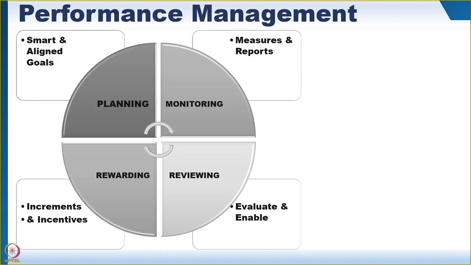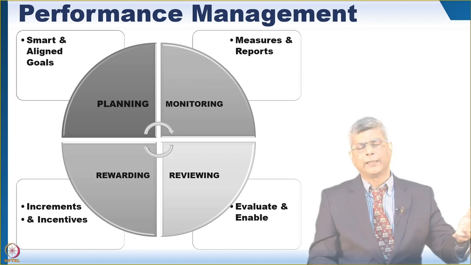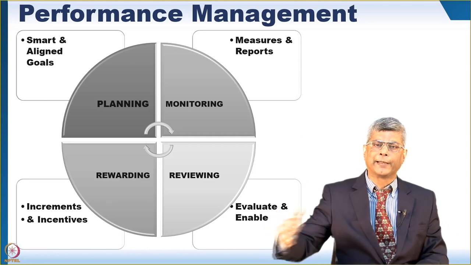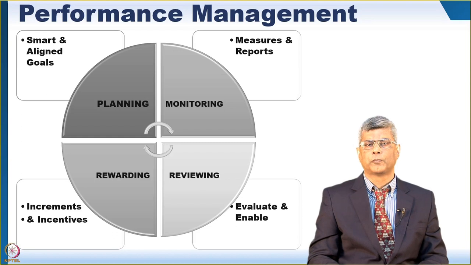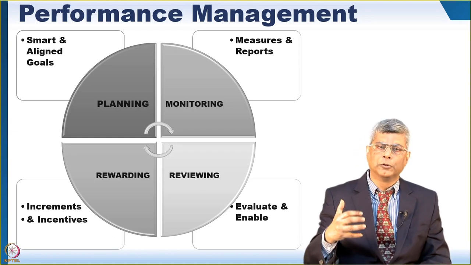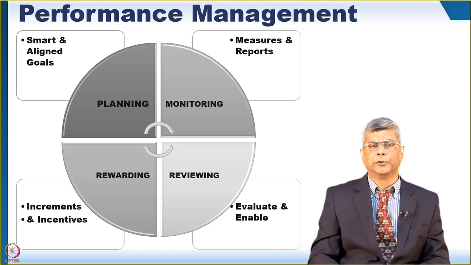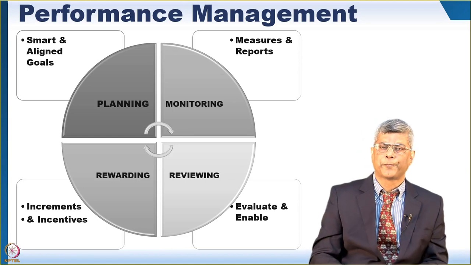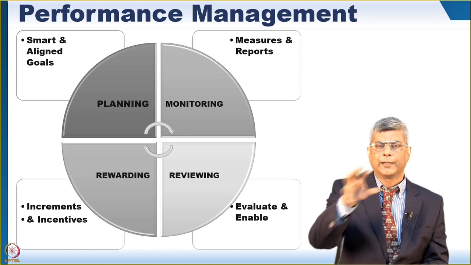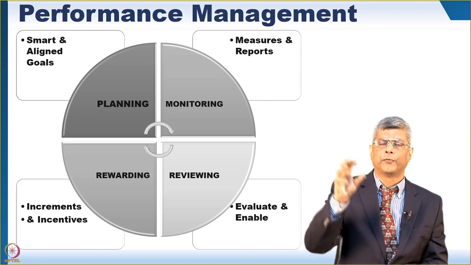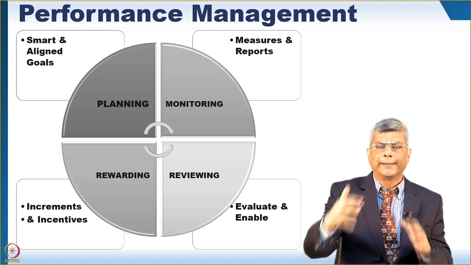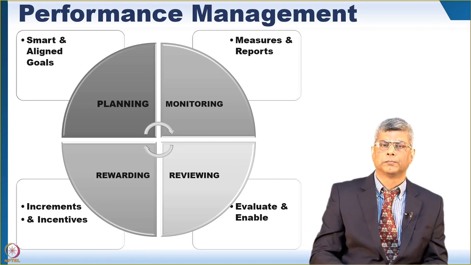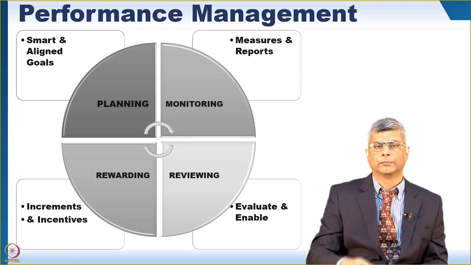The next aspect is performance management. You have recruited the employees, you have trained and developed and motivated them. Now the flip side is the employees need to deliver. And how do you make sure that you know how the employees are doing? That's called performance management. Again, there are four quadrants. First is planning. Employees need to know what they're supposed to do and how they will be measured.